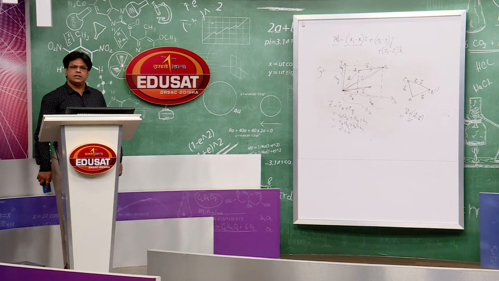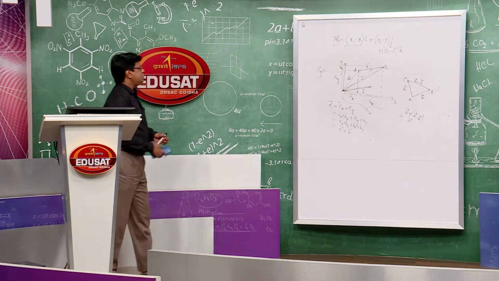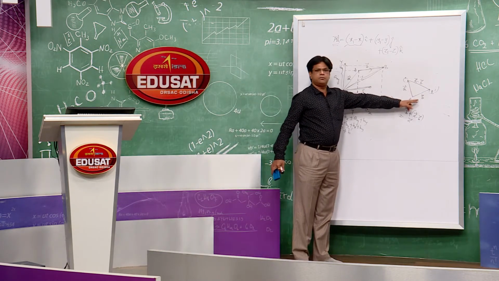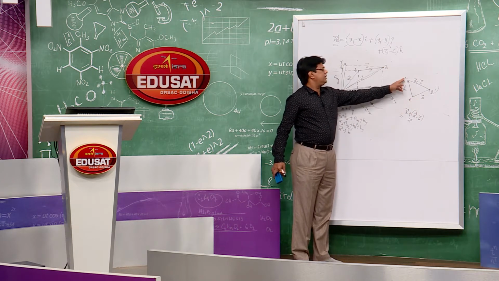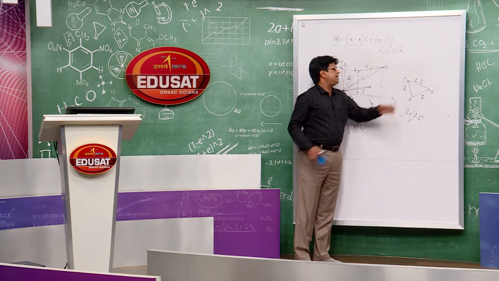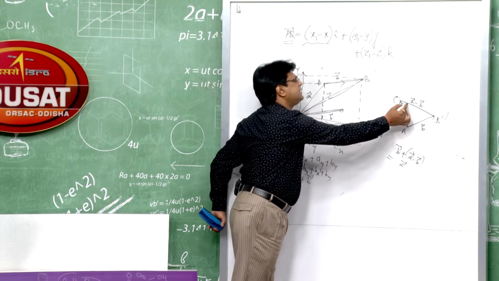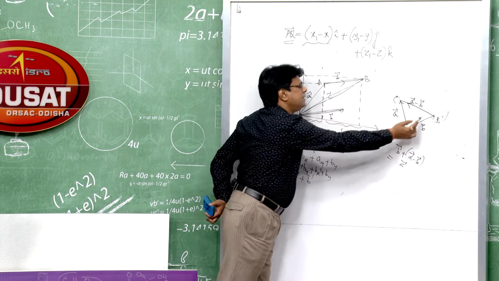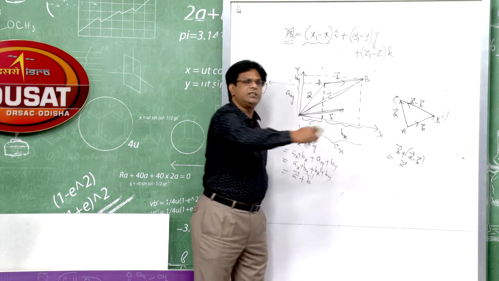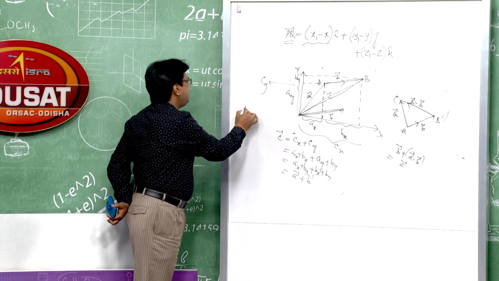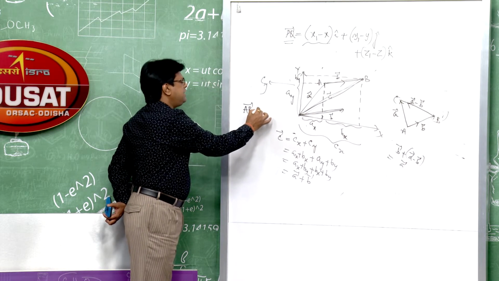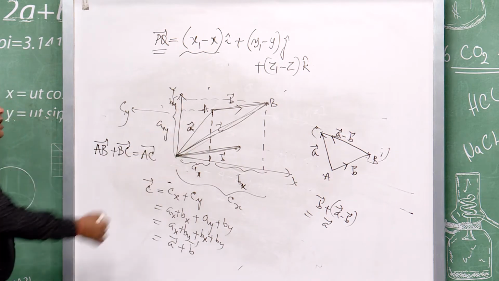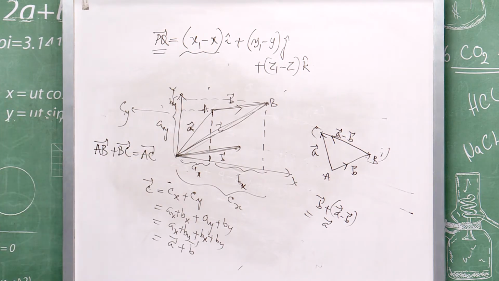Then come to subtraction of two vectors. Suppose AB vector is your B vector, AC is your A vector, then BC vector is in this direction. So, AB direction plus BC direction is equal to AC direction. AB vector plus BC vector is equal to AC vector. In this way, we get the subtraction of two vectors.